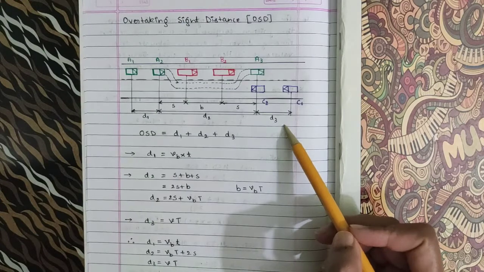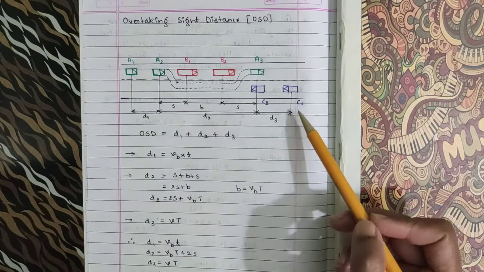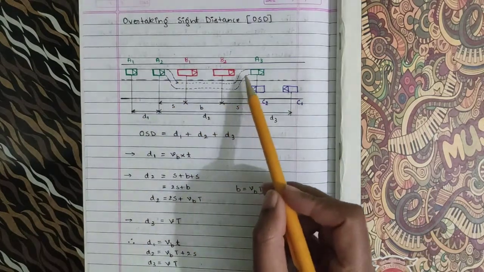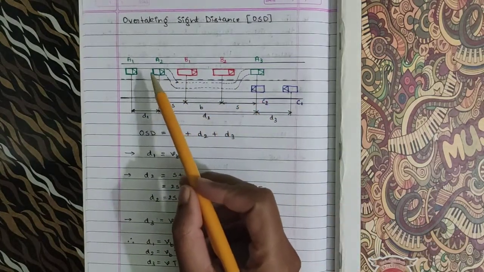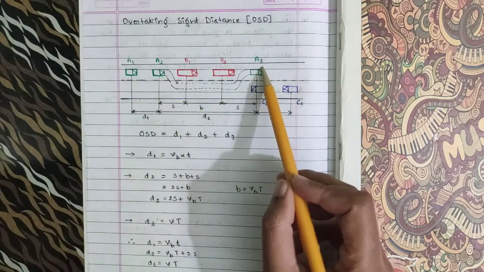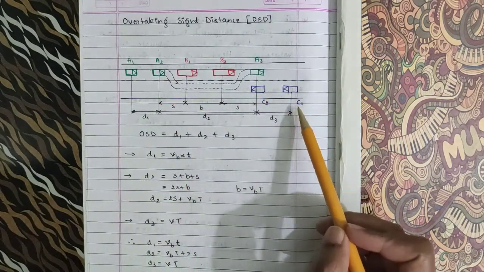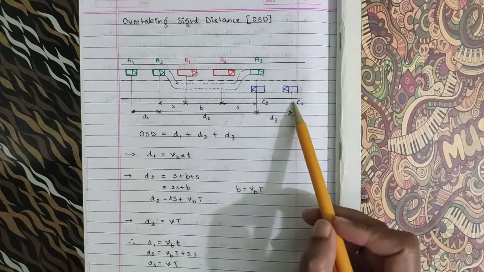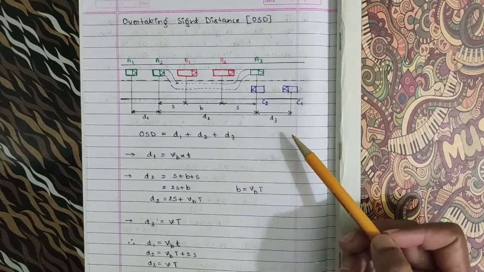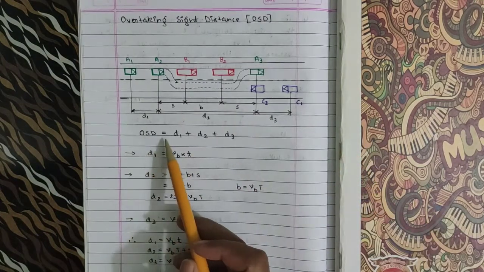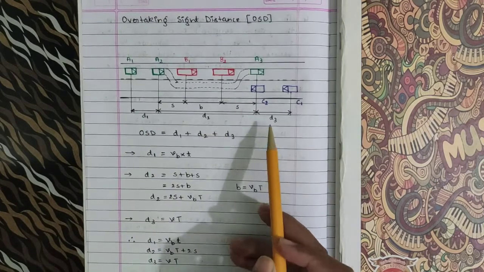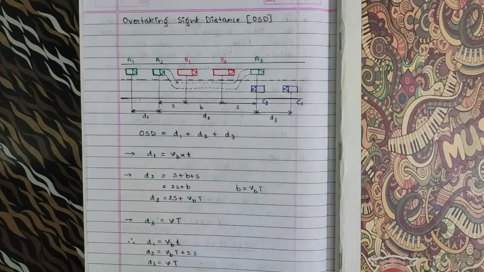Then D3 is the distance traveled by the oncoming vehicle, that is C, during the actual overtaking operation. By the time vehicle A reaches from position A2 to A3 by overtaking B, vehicle C, which is coming in the opposite direction, reaches from position C1 to C2. Now the overtaking sight distance is equal to D1 plus D2 plus D3. Now we shall see what D1, D2 and D3 are.